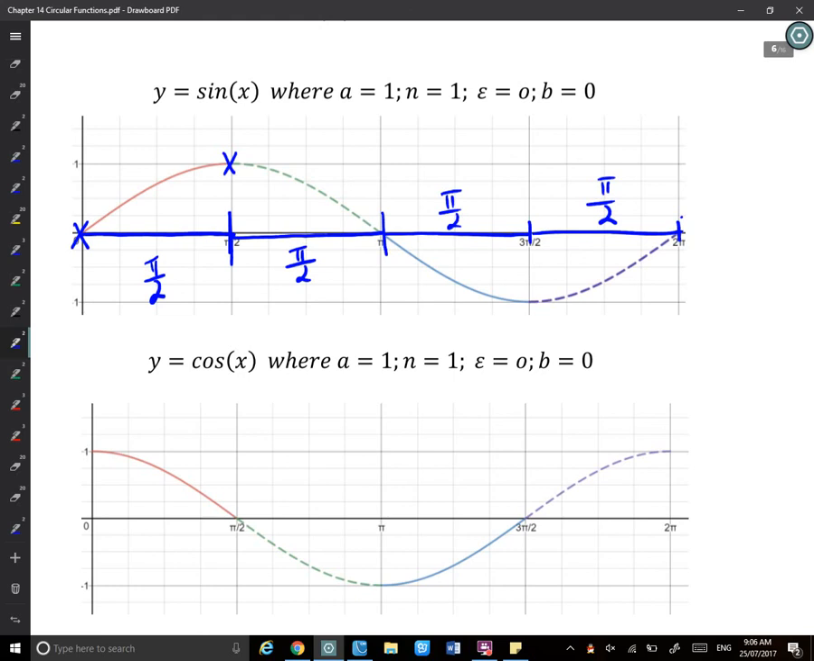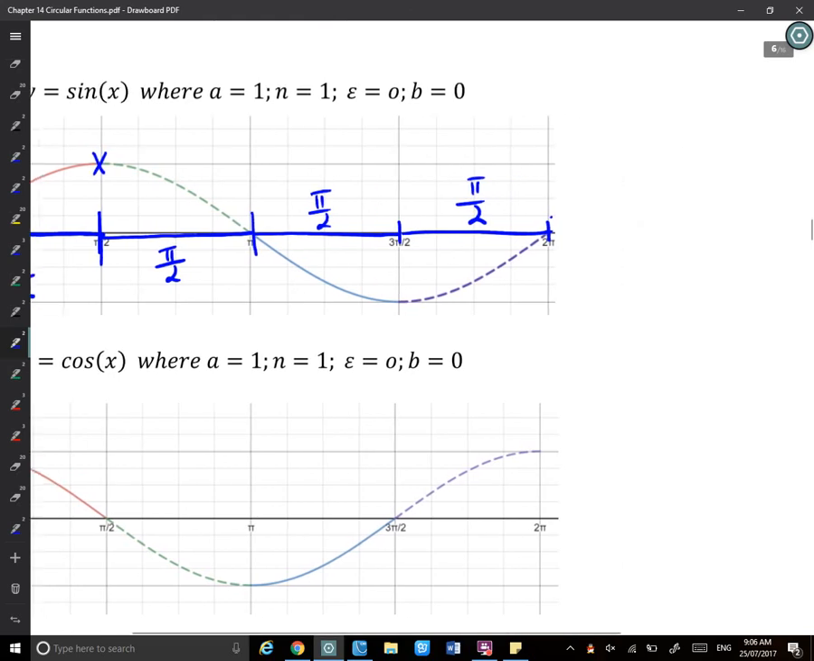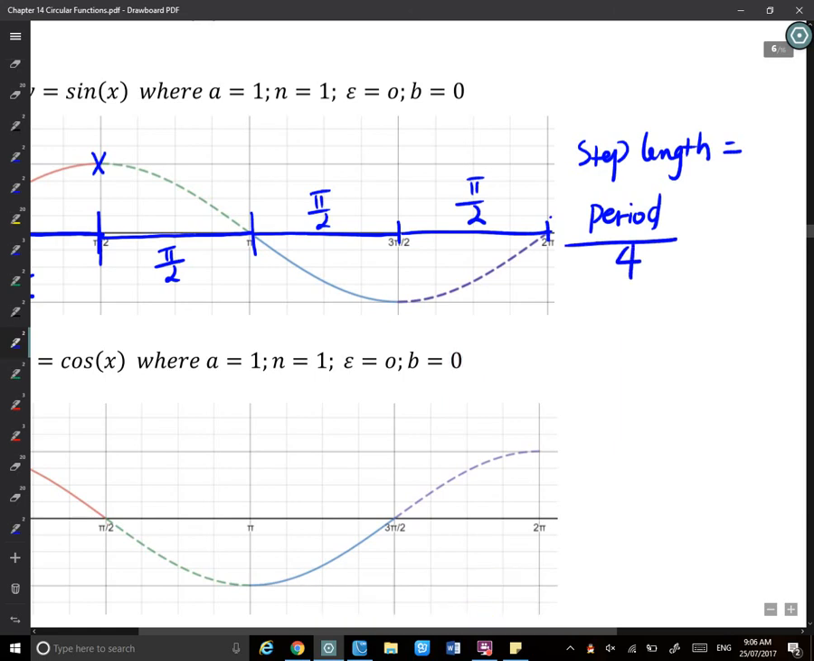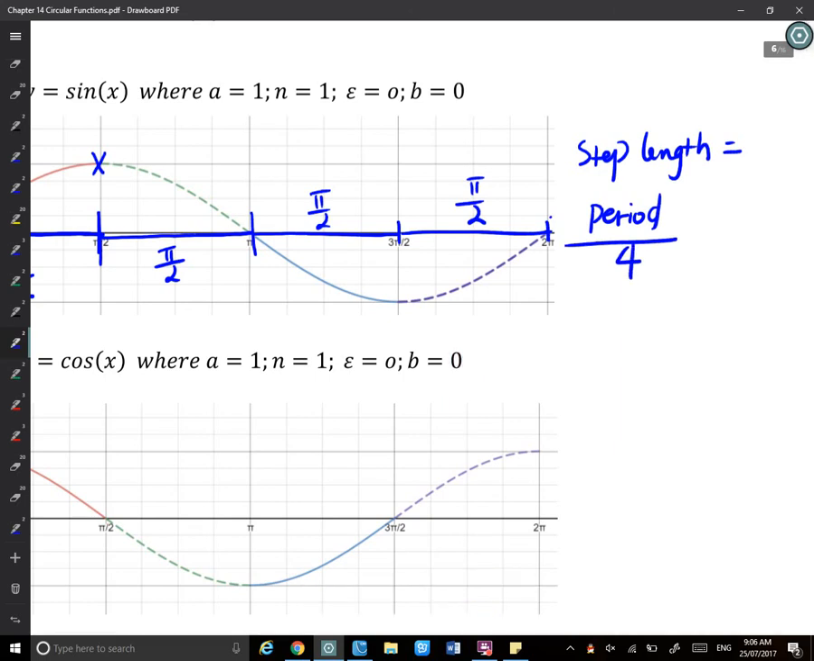But it's not always pi over 2. You cut your period into 4 steps. Each step, your point will move from mean to max, max to mean, mean to minimum, minimum to mean. So it's actually all symmetrical. I cut each period into 4 stages, and this is called a step length. This step length equals the period divided by 4.